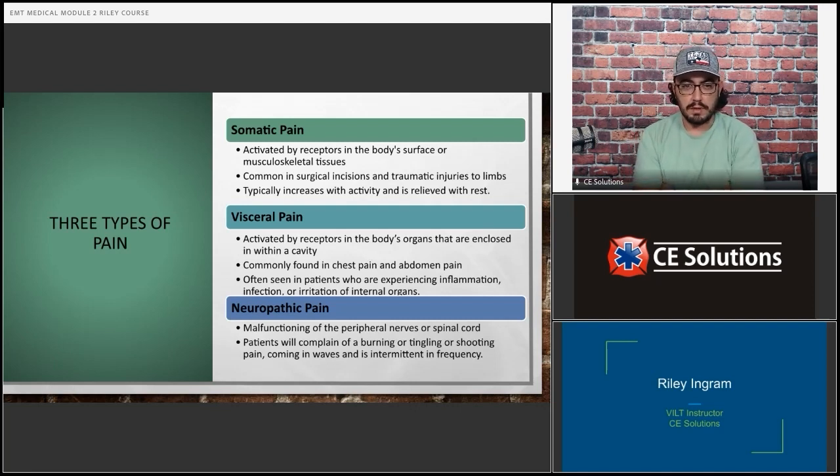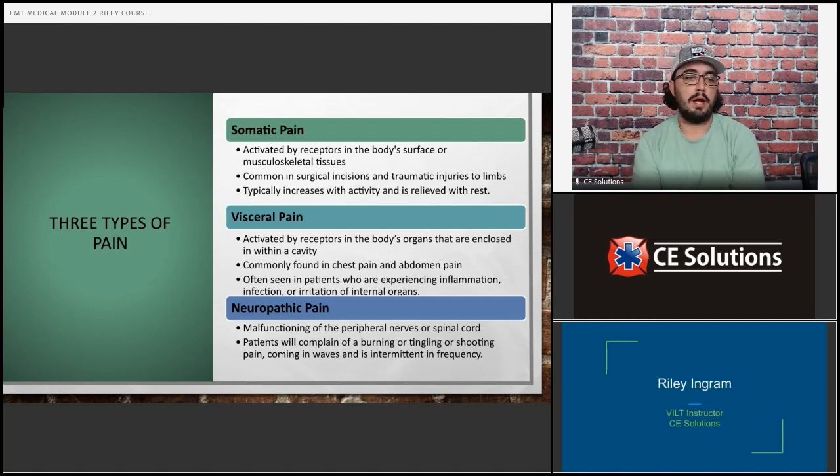Okay. Now we've got visceral pain. It's activated by receptors in the body's organs that are enclosed within a cavity, commonly found in chest pain and abdomen pain. Often seen in patients who are experiencing inflammation, infection, or irritation of internal organs. So, your appendicitis, that's a perfect example of a visceral pain.